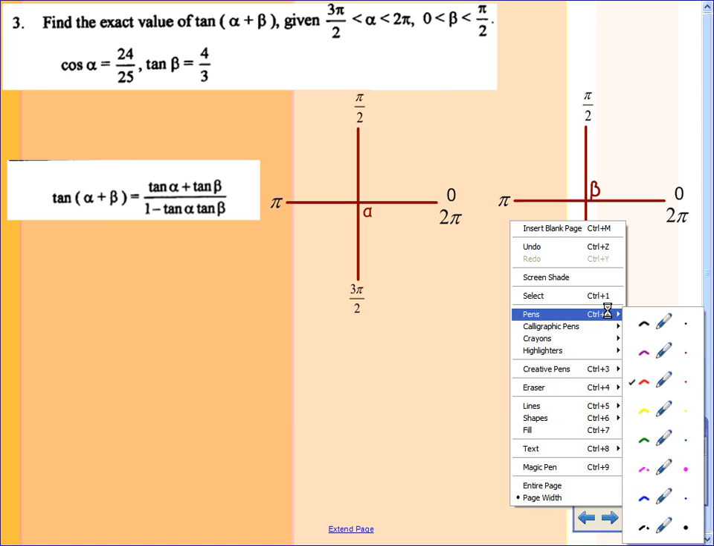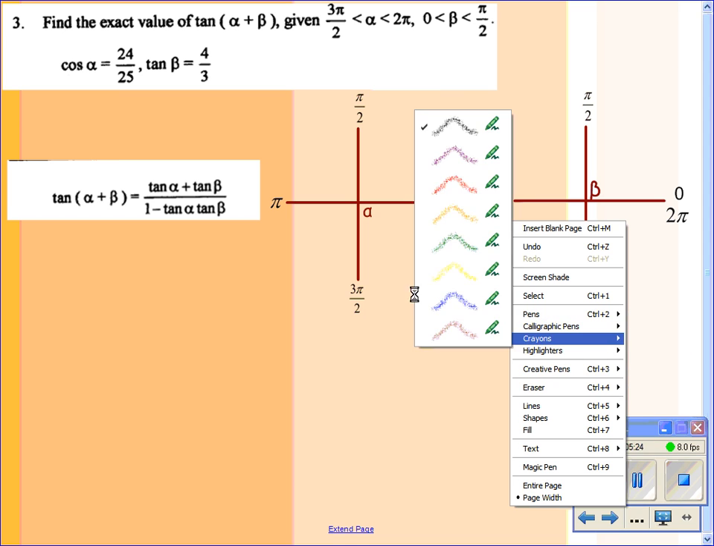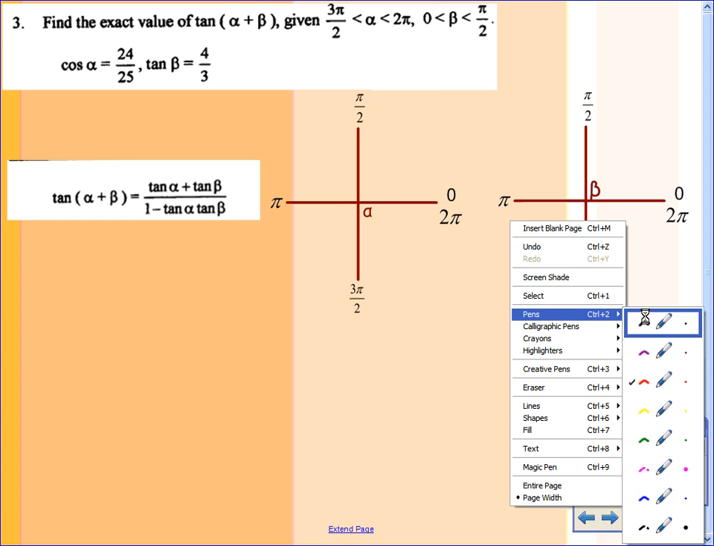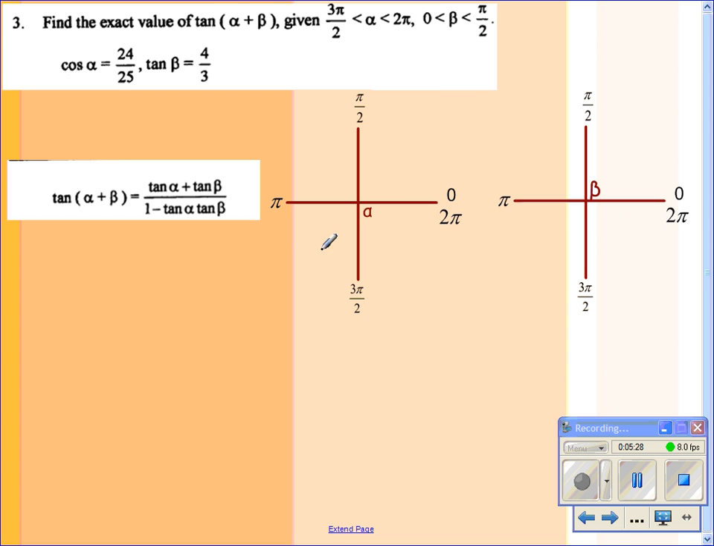Okay. We've been given that cosine alpha equals 24/25, and we've been given tangent beta equals 4/3. Notice the equation. We need the tangent of alpha, but we were not given the tangent of alpha. We were given the cosine of alpha. We need the tangent of beta, and we were given the tangent of beta, so we don't need to find tangent of beta.